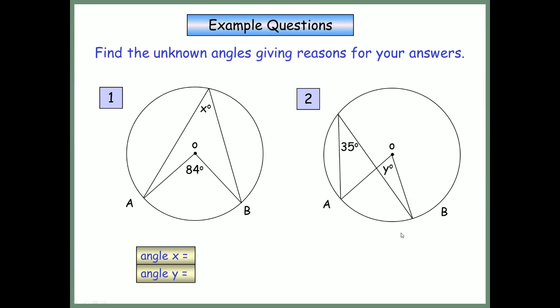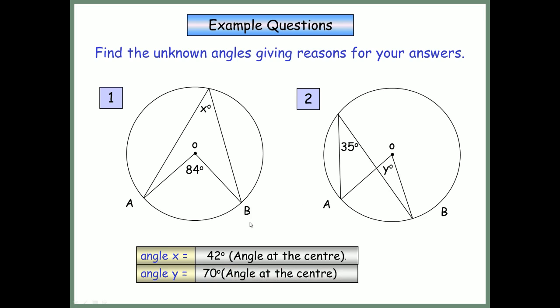So here's some questions. Find the unknown angles giving reasons for your answers. Pause the video, and you'll find that the answers are this. So if that angle is 84, and both points share the same root of AB, then this angle is going to be half what's in the centre, so it's going to be 42 because of the angle at the centre. This one's the same thing. Here's points going to the centre, points going to the circumference. The angle at the circumference is half that of the centre, so angle Y is going to be 70, and hopefully you got those answers.